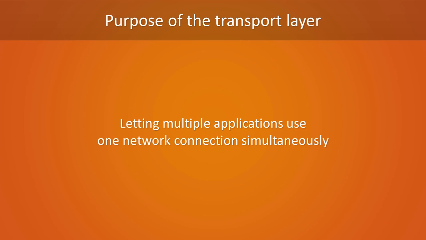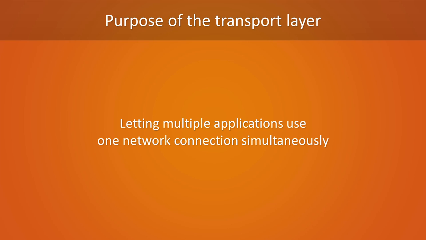Have you ever wondered why it's possible that two applications can use the same internet connection at the same time? Well, that's because of what the transport layer provides. It allows multiple applications to use one network connection simultaneously.